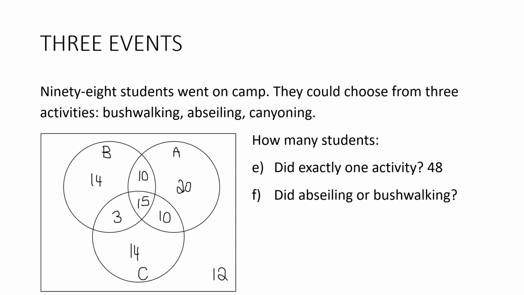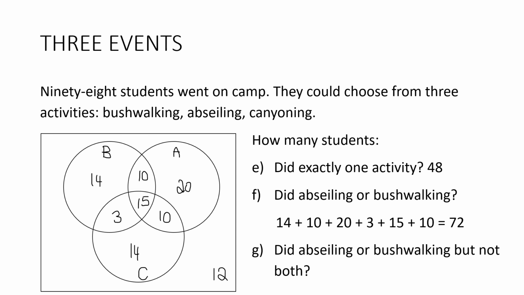How many did abseiling or bushwalking? Now remember, this is an inclusive or. It doesn't say but not both. So we're going to look for all the abseilers and all the bushwalkers. So that's all of these guys and all of these guys. So we need to add up all of those numbers. What do we get? 62. And then finally, how many did abseiling or bushwalking but not both? There's our exclusive or. So we just want to take away these ones here. Okay, so we'll just take that 25 off the 62. Or we can add them up.